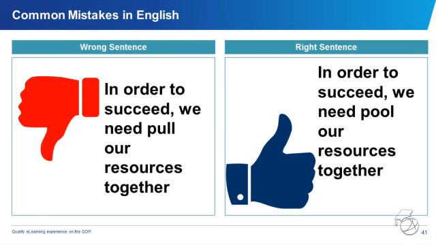In order to succeed, we need to pull our resources together. Wrong. Now, here we have pull as in P-U-L-L. That is wrong. The correct one is P-O-O-L. We need to pool our resources together. That's P-O-O-L.